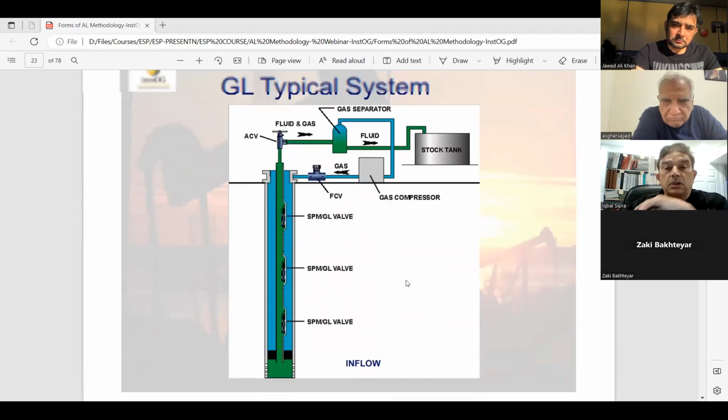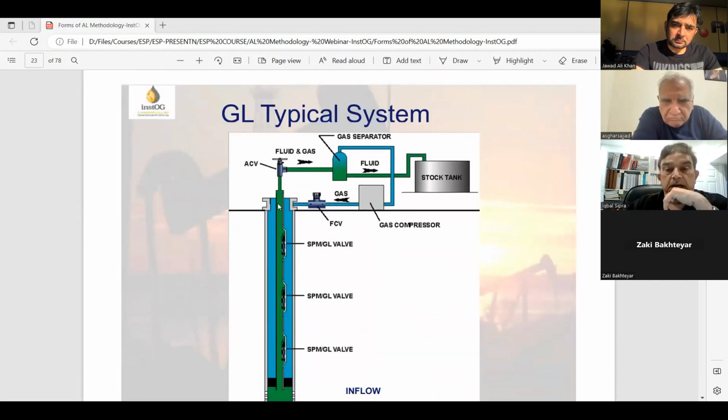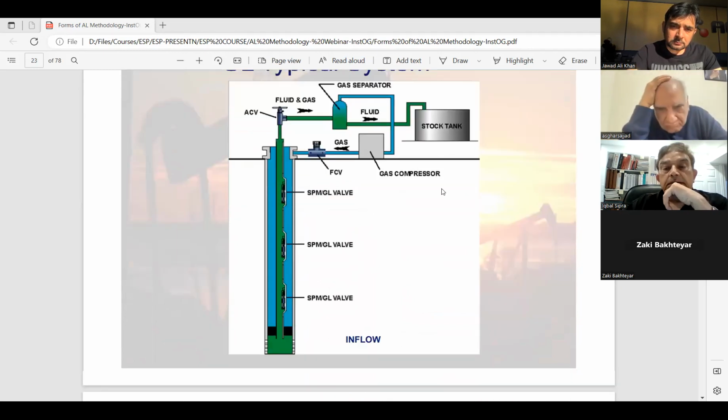So this is your schematic. You can see the mandrel, the tubing, and this is your injected fluid, and this is the produced fluid that goes all the way to the gas separator and to the stock tank.